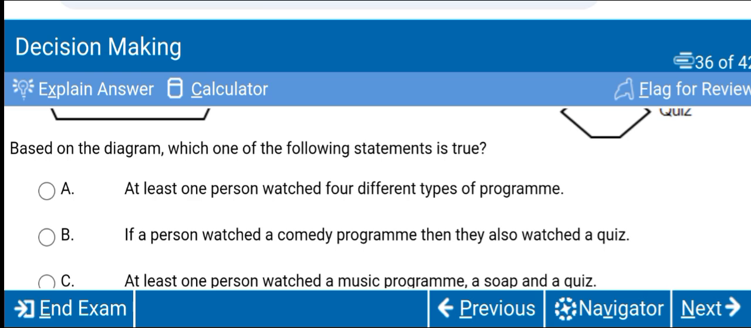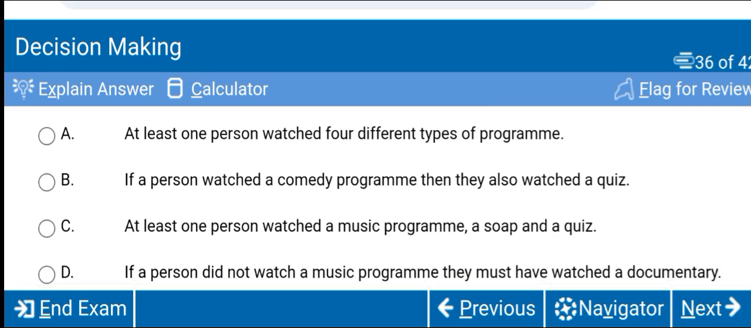Option A, at least one person watched four different types of program. Option B, if a person watched a comedy program, then they also watched a quiz. Option C, at least one person watched a music program, a soap, and a quiz. Option D, if a person did not watch a music program, they must have watched a documentary.